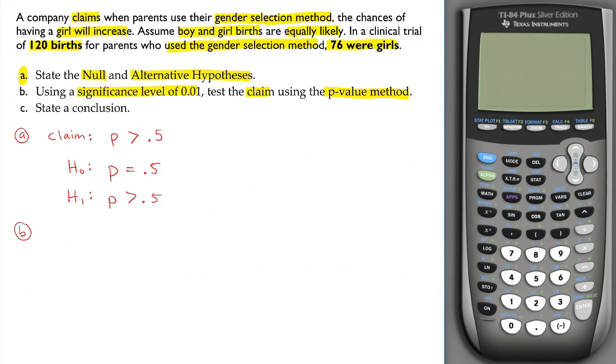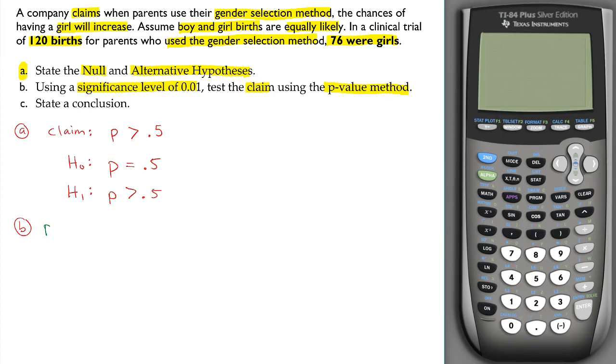So let's see what we're dealing with here. We're dealing with a proportion, and we're doing the p-value method, so we're going to use one prop z-test because we're dealing with a proportion.